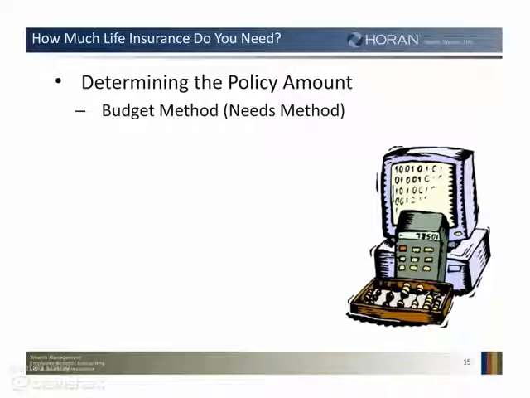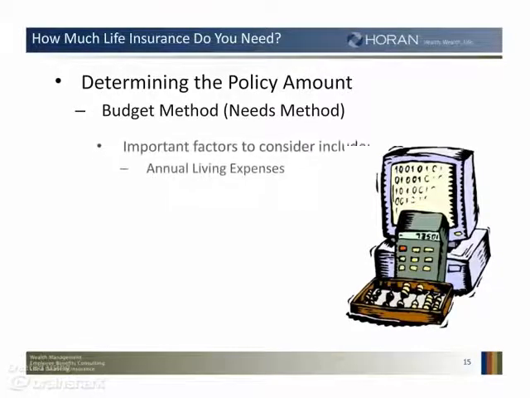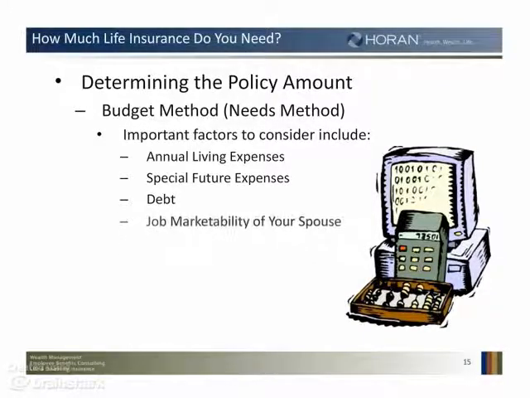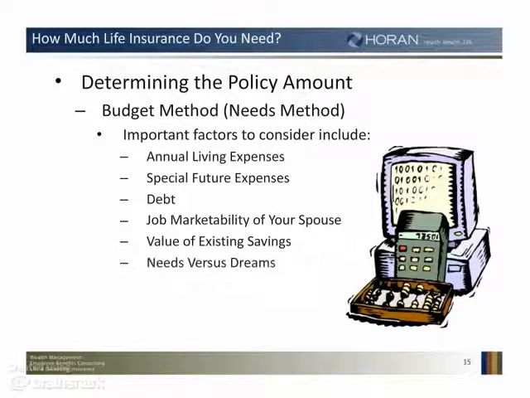When utilizing the budget method, some important factors to consider include how much your family needs to live comfortably each year, special future expenses such as a college education for your children, debt repayment, what your spouse can potentially contribute to the family's finances, and the value of your existing savings. Also, distinguish between needs and dreams. Life insurance should not be viewed as a means by which the surviving family members can suddenly become rich. A financial advisor can help you determine the optimal amount of life insurance based on your individual needs.